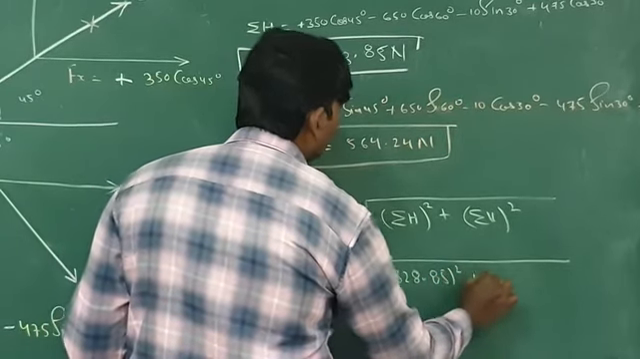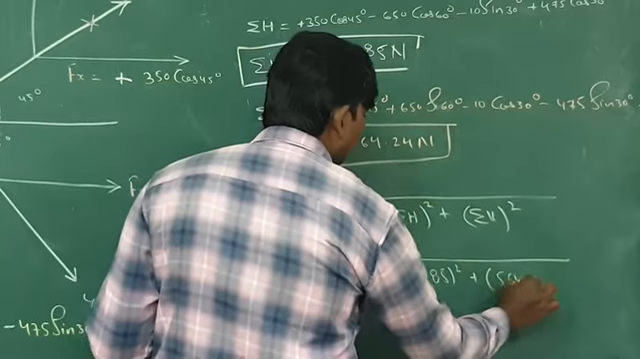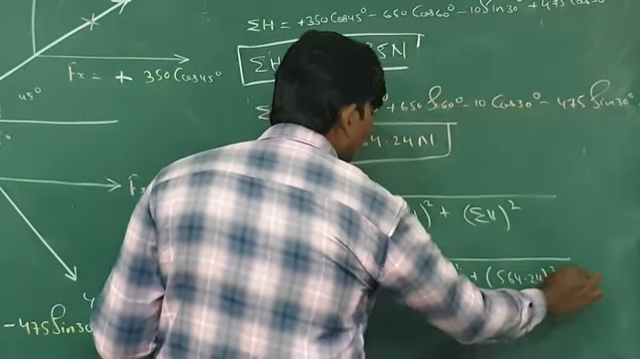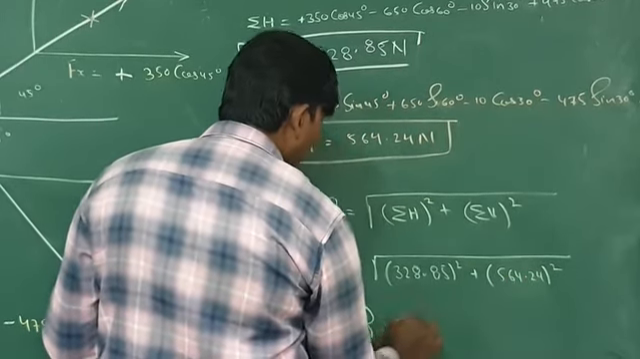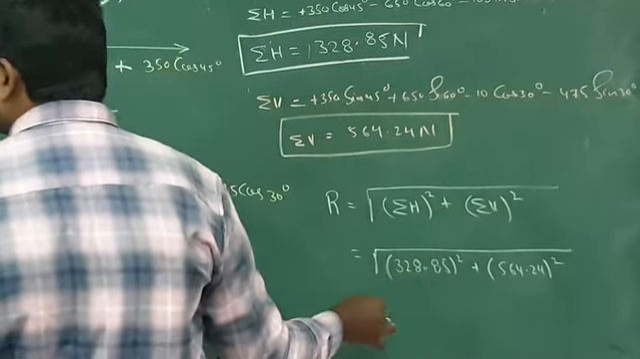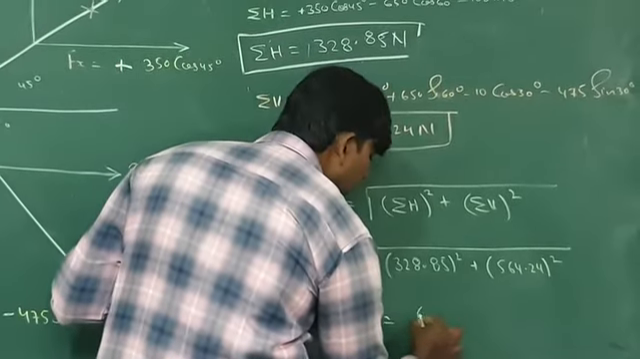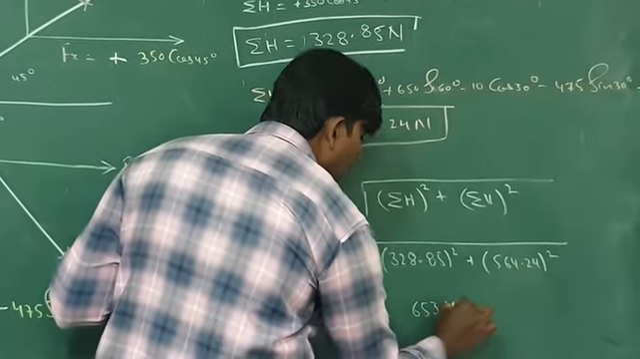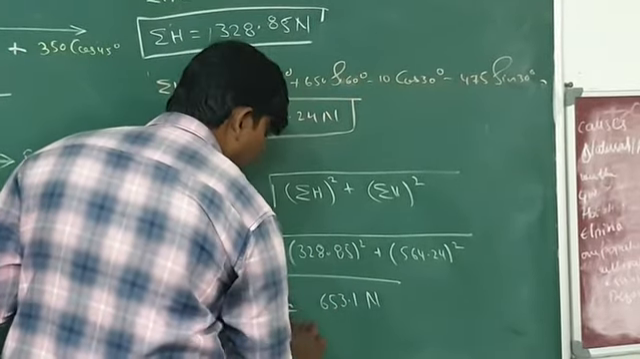328.85 whole square plus 564.24 whole square. R is equal to, if you solve this with the help of calculator, you will get an answer like this: 653.1 Newton.